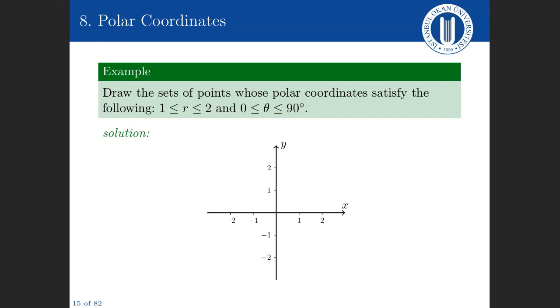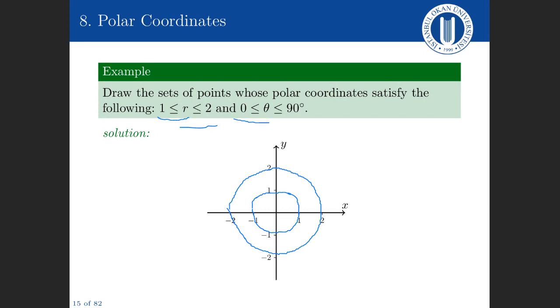Another example. Draw the set of points whose polar coordinates satisfy the following rules. R is between 1 and 2. Theta is between 0 and 90 degrees. Let's start with r equal to 1. R equal to 1 is a circle. Looks like this. Then we can look at r equal to 2. R equal to 2 is also a circle. There we go.